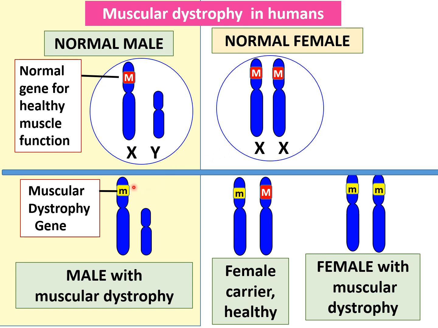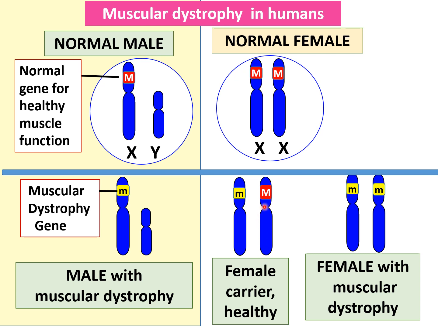Okay, so if the male's normal gene is exchanged for this gene for muscular dystrophy, if he has this gene instead, then he'll suffer from the disease, because he doesn't have any other code or instructions to make any normal protein for normal healthy muscle function. For females, there are 2 other possibilities. The first is if only one X chromosome has the muscular dystrophy gene, but the other one has the normal gene for healthy muscle function, big M.